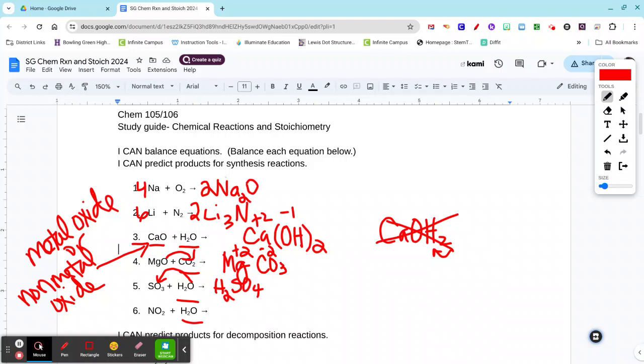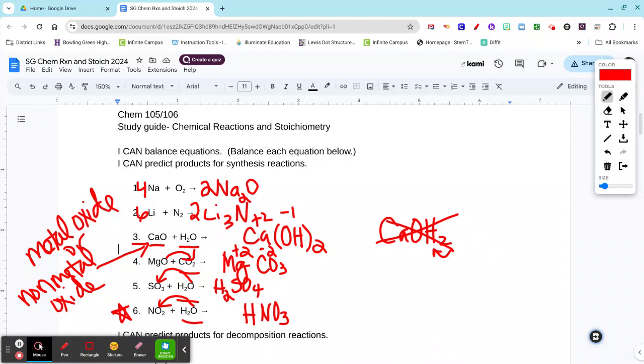Same thing here. It's a nonmetal oxide in water. So you're going to add your oxygen to get NO3. And then this is a -1 nitrate. So you're going to add your H in front. I'm aware that this one doesn't balance. If that happens on your test, then I will make sure to let you know not to balance it. All right, so that's pretty much it for synthesis reactions. Make sure that you have those memorized.